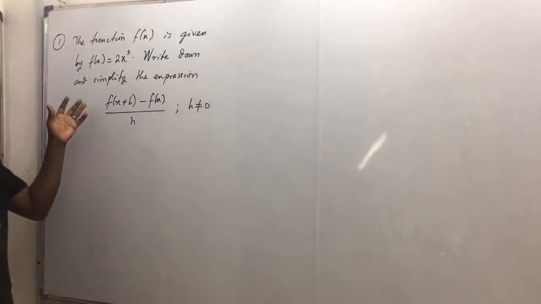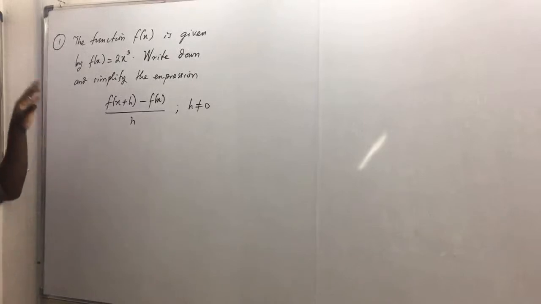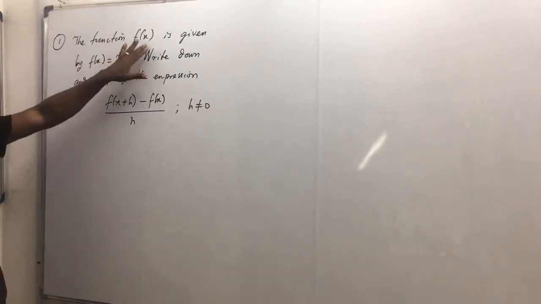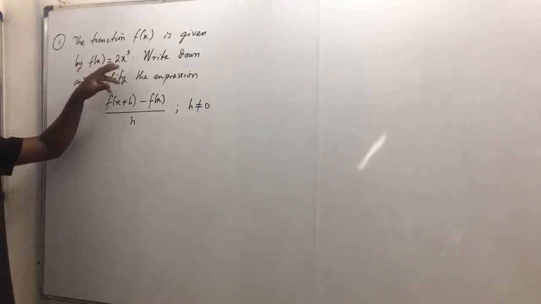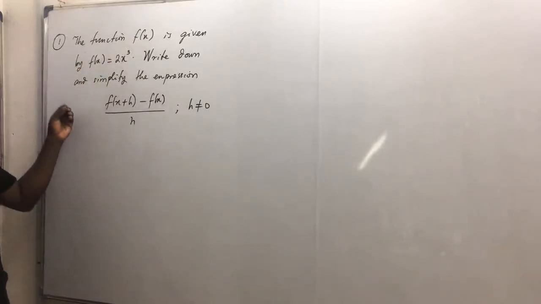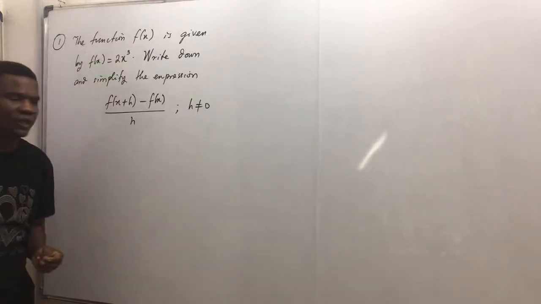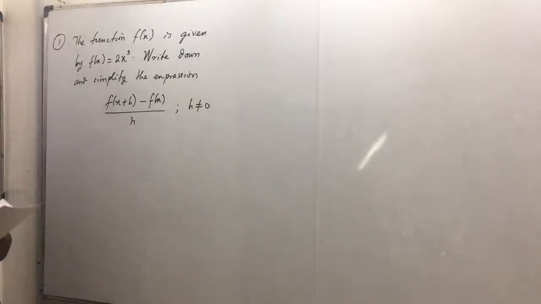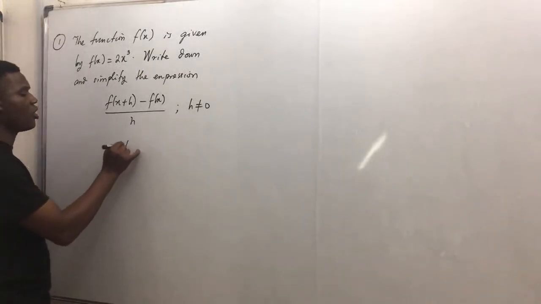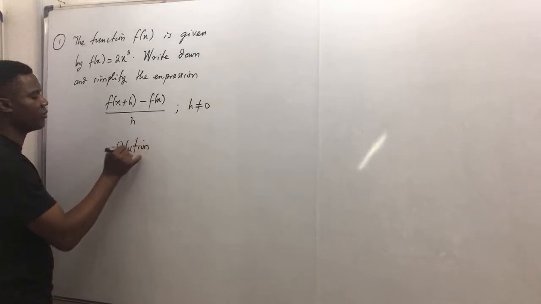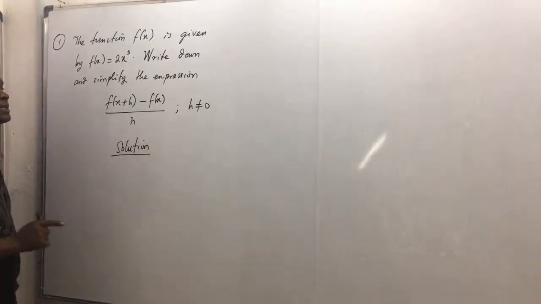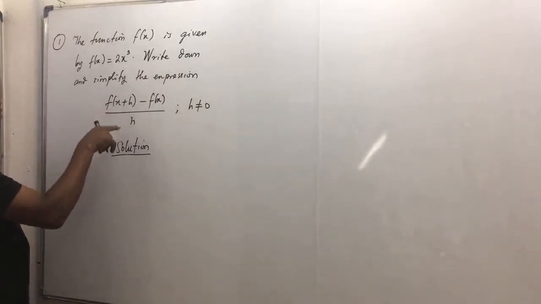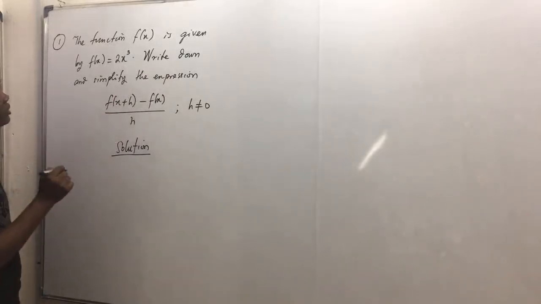Now, if you have a problem like this, guys, how do you solve it? So again, let me read. The function f of x is given by f of x equals 2x cubed. Write down and simplify the expression, provided h is not equal to 0. Now, let's start with solving this problem. So all you have to do, should you be given a problem like this, is to start with the first thing. Write down the expression and then simplify it. So I'm going to do this.